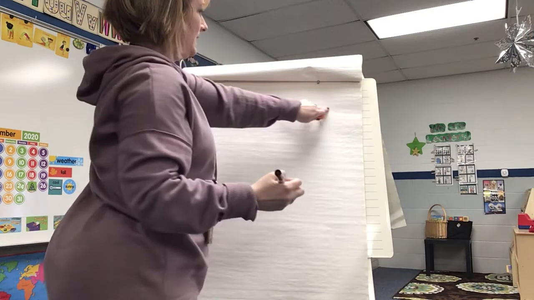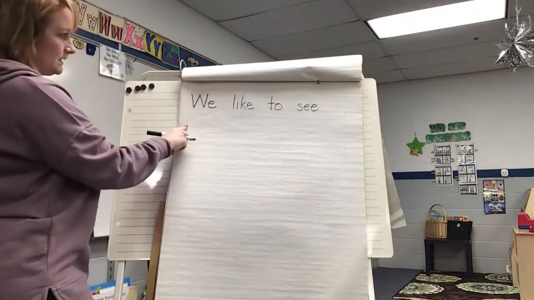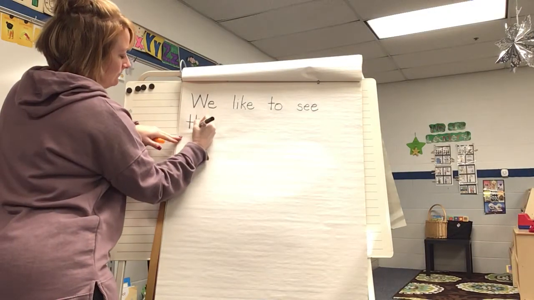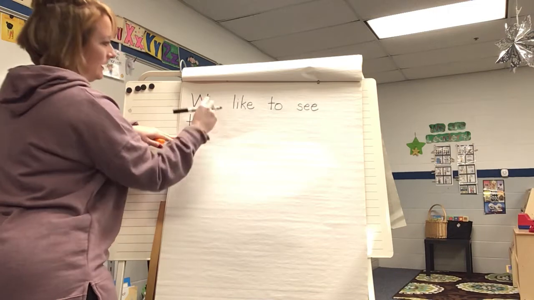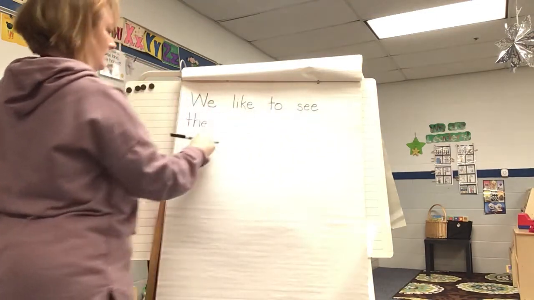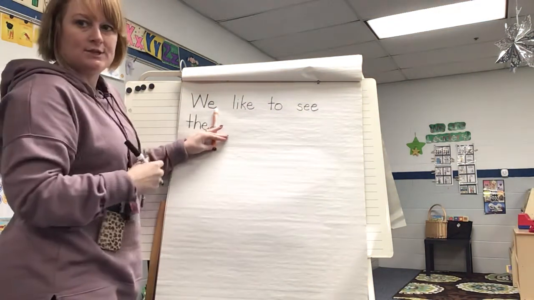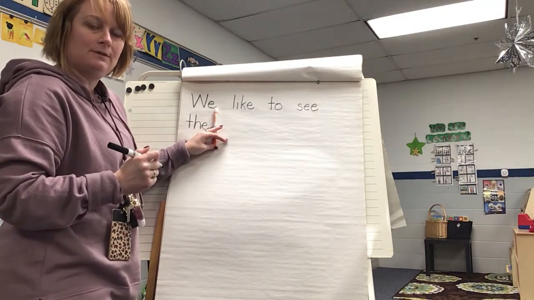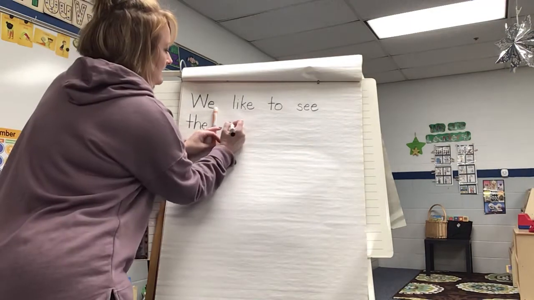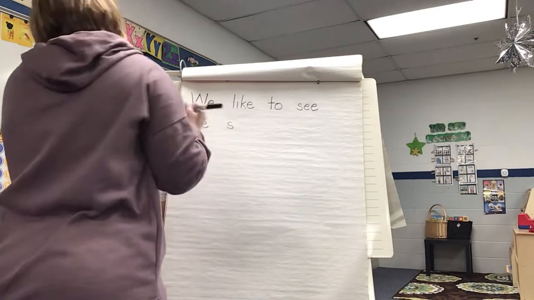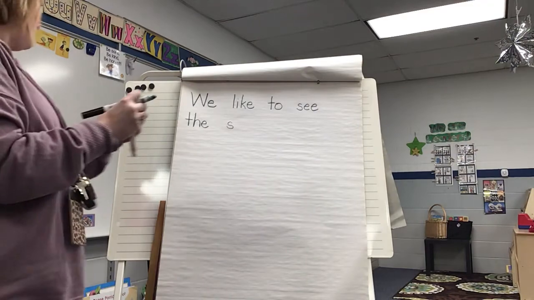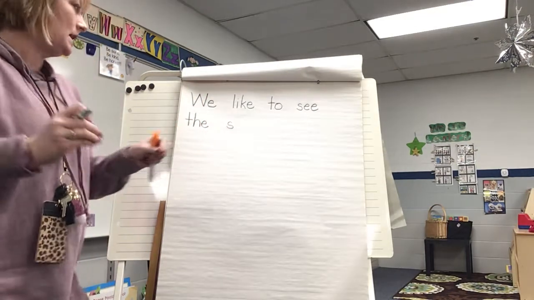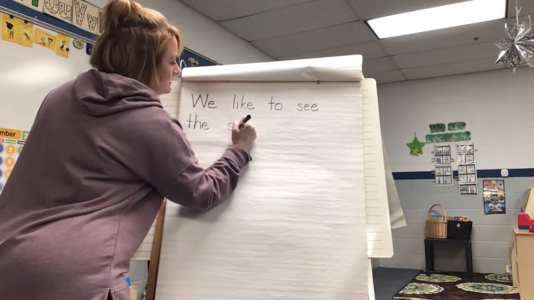And I don't really have enough room here, so I'm going to come down here and finish my sentence. Okay, we like to see the, and I'm going to say snow. What's snow start with? An S. And then I'm going to stretch that word out. Remember, we're going to stretch the word out. So sn, n. I hear an n sound.